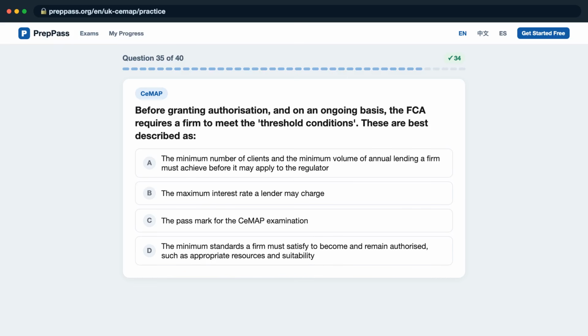Question 35. Before granting authorization, and on an ongoing basis, the FCA requires a firm to meet the threshold conditions. These are best described as, is it A, the minimum number of clients and the minimum volume of annual lending a firm must achieve before it may apply to the regulator? B, the maximum interest rate a lender may charge? C, the pass mark for the CeMAP examination? D, the minimum standards a firm must satisfy to become and remain authorized, such as appropriate resources and suitability?